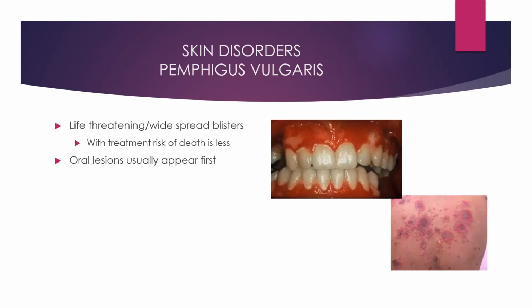Pemphigus vulgaris is a serious systemic disorder. Fortunately, treatment with anti-inflammatory steroids has cut the risk of mortality with pemphigus vulgaris. So in pemphigus, there's this life-threatening, widespread blistering of the skin. The oral lesions usually appear first, and then the skin lesions later.